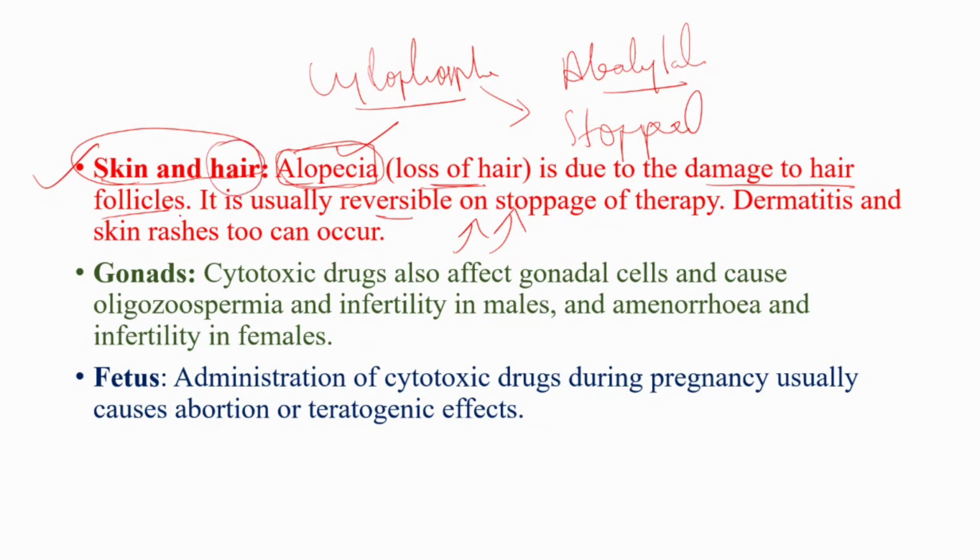So on the hair, it damages the hair follicle and causes alopecia, and on the skin it causes dermatitis and skin rashes. Very, very important. Skin becomes rough, it causes dermatitis. Dermatitis means skin inflammation.